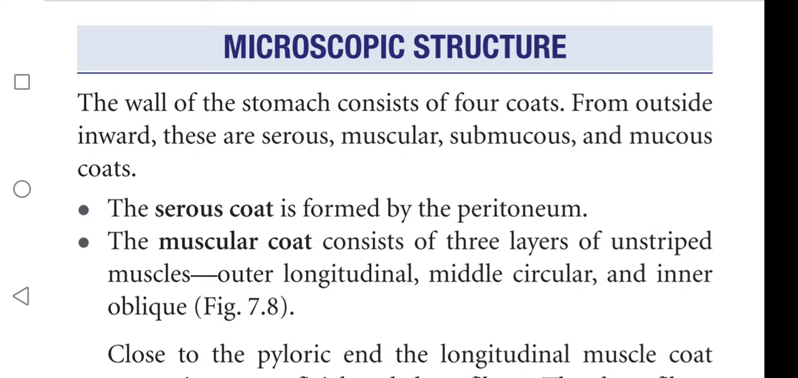The wall of the stomach consists of 4 coats from outside inward. These are serous, the outermost, next to that muscular, next submucous and mucous coats. Once again, serous, muscular, submucous and mucous coats.